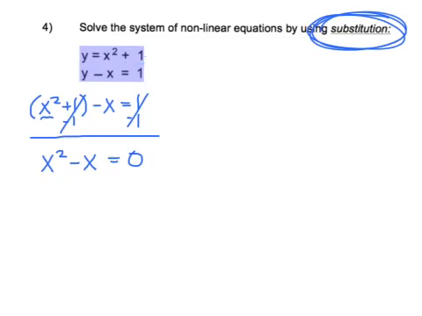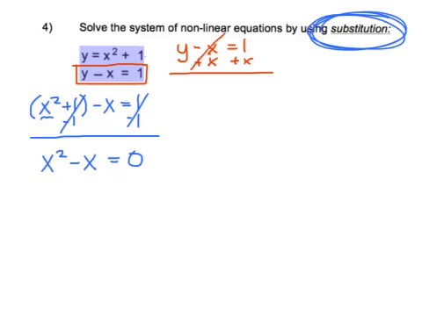Typically, we like it when they both equal y. So let's rearrange this bottom equation so we have y equals. Our top one is already y equals. Now this bottom one, y minus x equals 1. Well, to get y alone, let's add x to both sides. That gives us y equals 1 plus x. So now we have y equals and y equals, so you can just set them both equal to each other. And you could say x squared plus 1 equals 1 plus x.